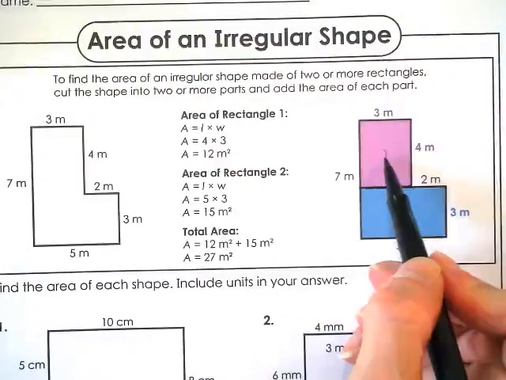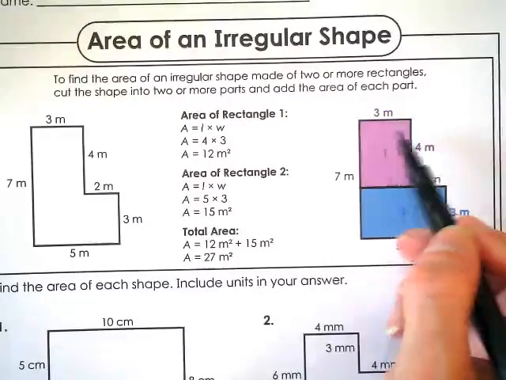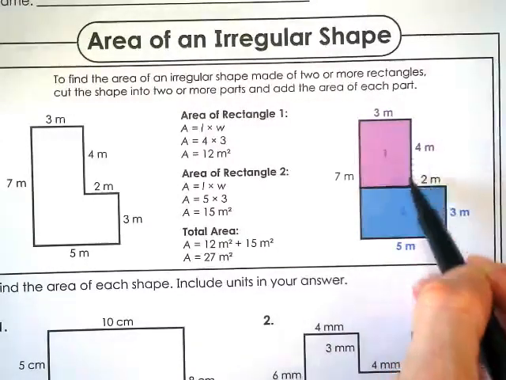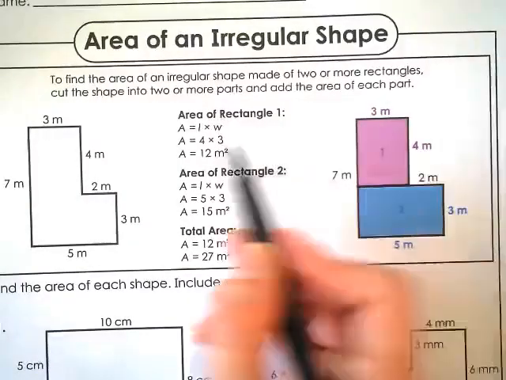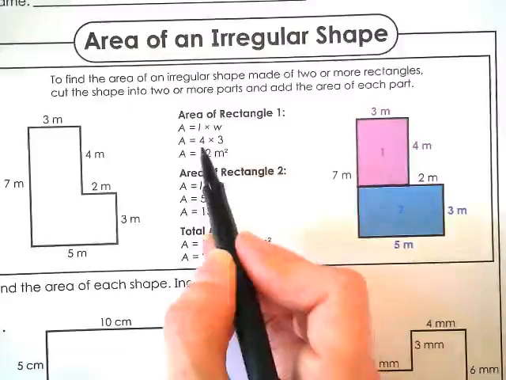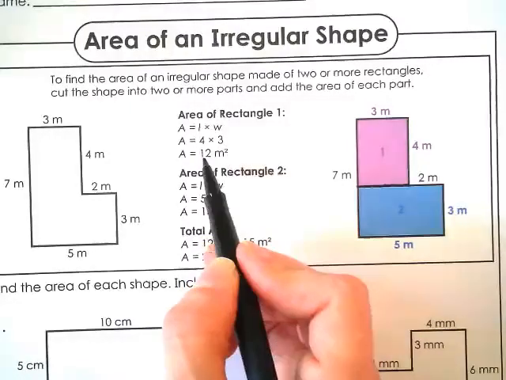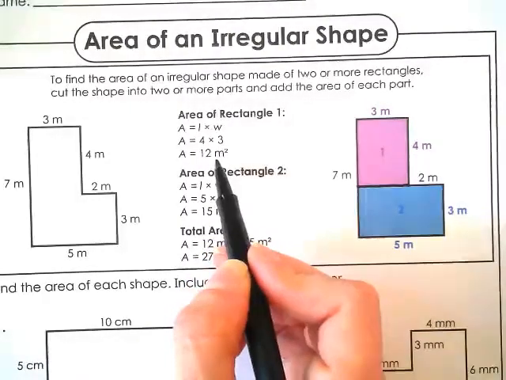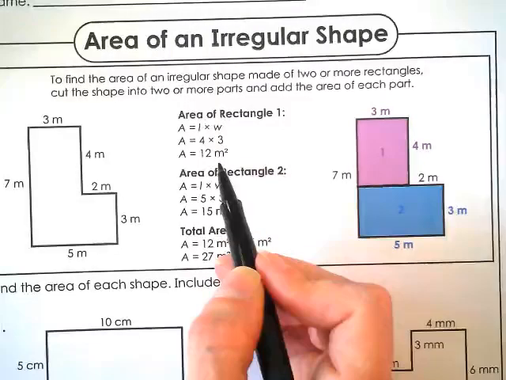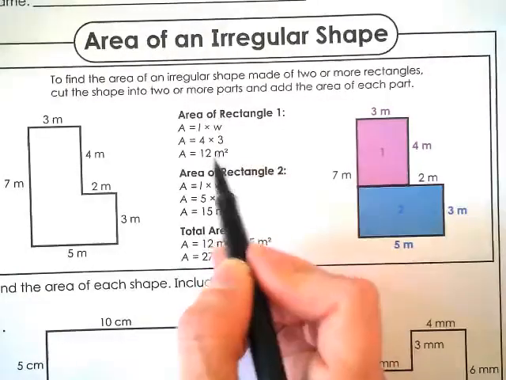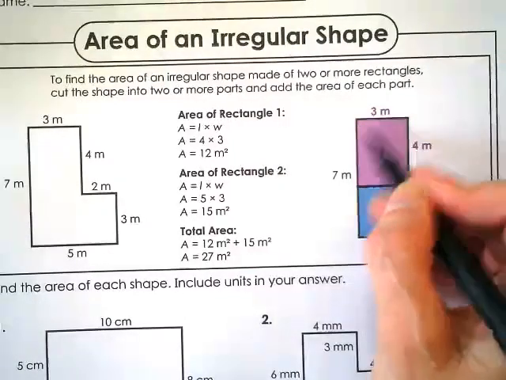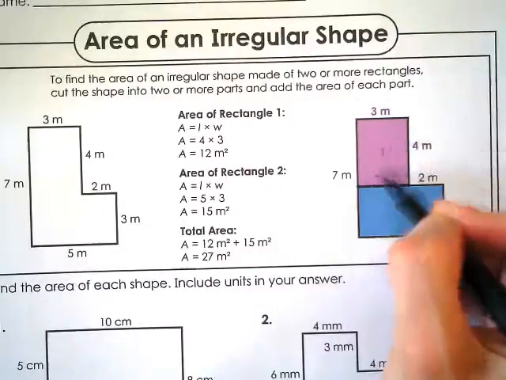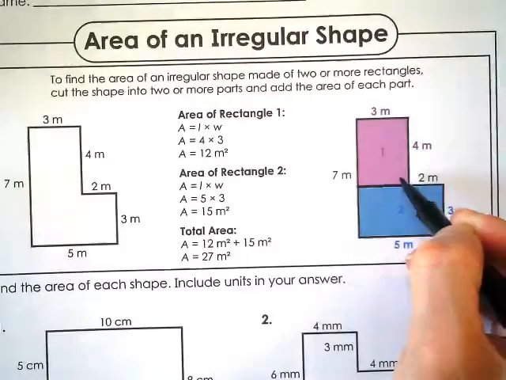For the first rectangle, we notice that the length is 4 meters and the width is 3 meters. To figure out the area, they multiplied 4 times 3 and ended up with 12 meters squared, or 12 square meters. That's another way of writing meters squared. So that is the area, or the space inside, of this rectangle.